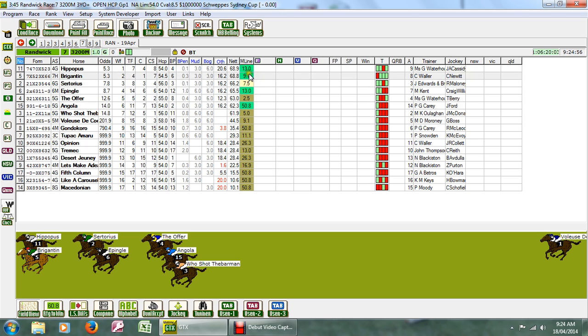Okay, we go back here. Hip Hoppus, as I say, it's probably going to be around $15, and that's a reasonable each way chance considering he just keeps going on. Sartorius, query at the distance maybe. The Offer is going like a bomb and will be the favourite. I leave it up to you.